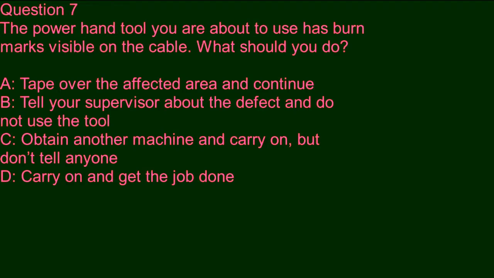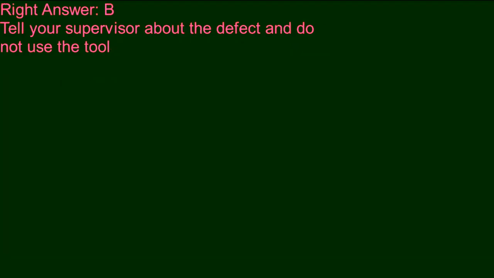Question 7. The power hand tool you're about to use has burn marks visible on the cable. What should you do? A. Tape over the affected area and continue. B. Tell your supervisor about the defect and do not use the tool. C. Obtain another machine and carry on, but don't tell anyone. D. Carry on and get the job done. Right answer, B. Tell your supervisor about the defect and do not use the tool.